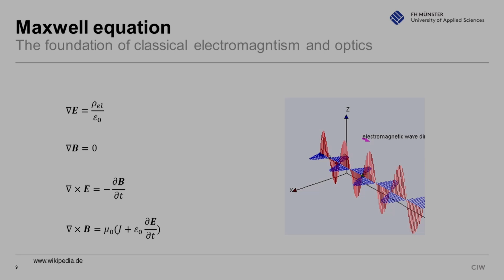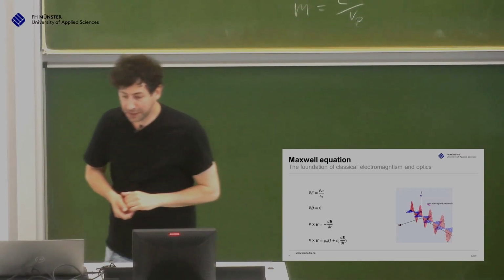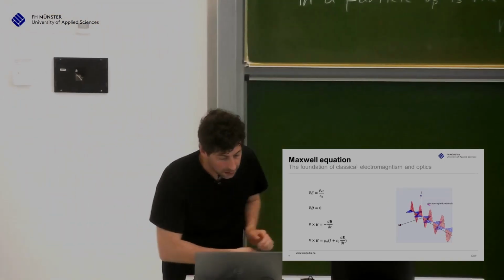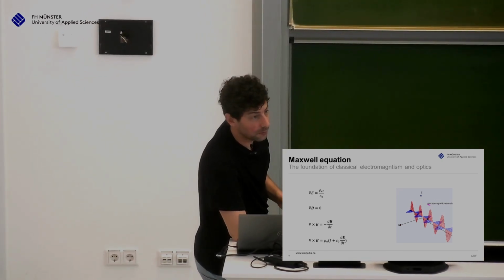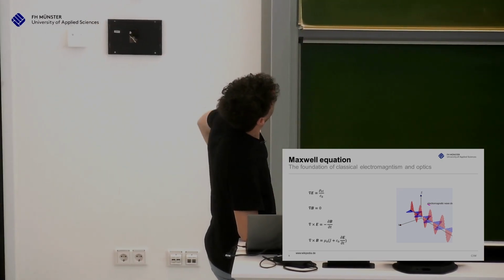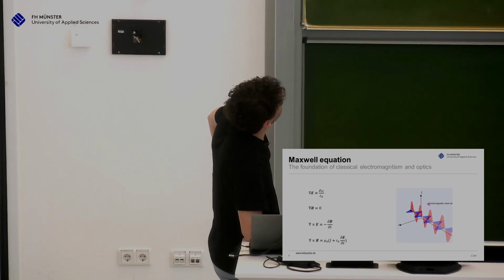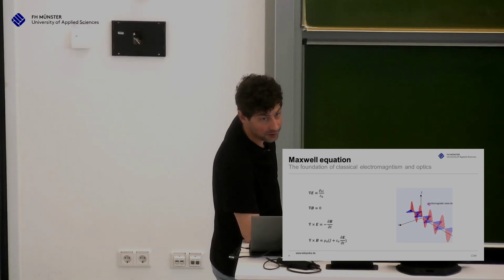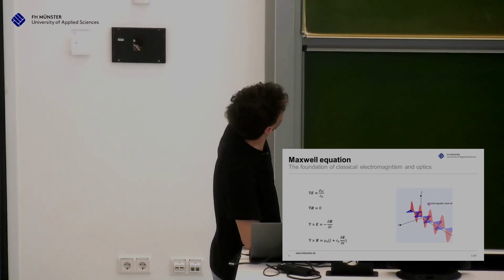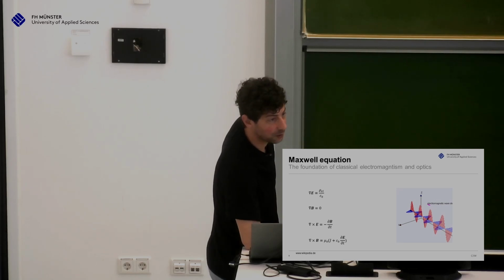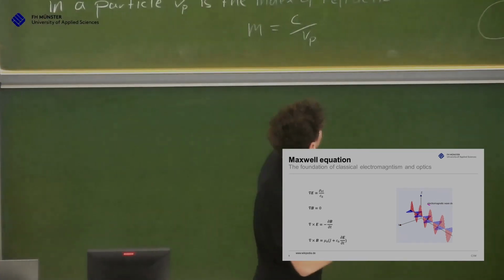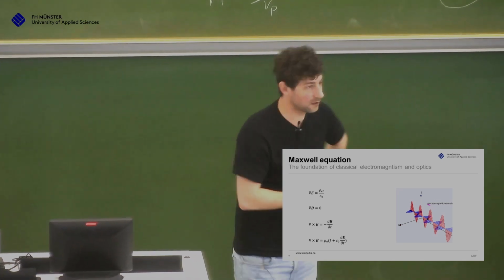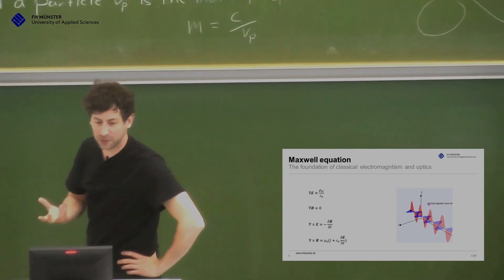And in the first one, you see, if you have a charge, you get an electric field. That's the statement of the first equation. So the density is the density of charges, then there is the permittivity of vacuum, and then the E is an electric field. So if we have charges, we get an electric field. That's the first one. The second one is magnetic field is 0.